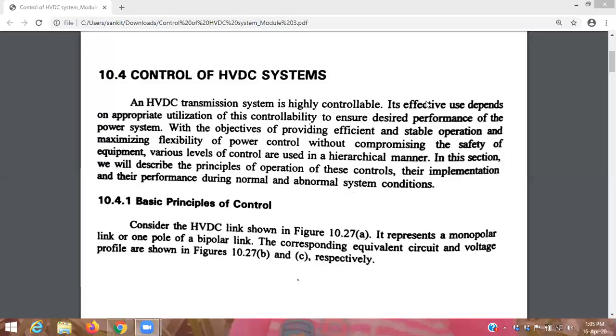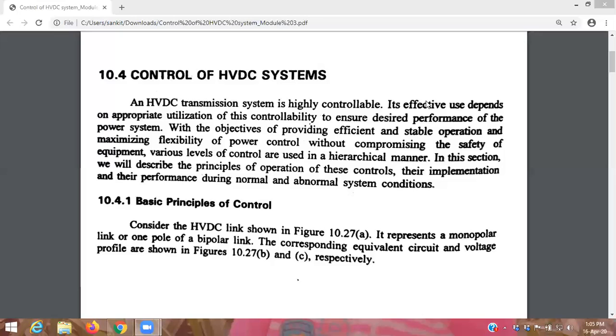Okay, now the time taken for the voltage change with the tap changing setting is more compared to firing pulse control. Okay, so practically we use both. That is, for fast control we will use the firing pulse control, and for steady state, slower control we'll use the tap changing setting of the converter transformer.